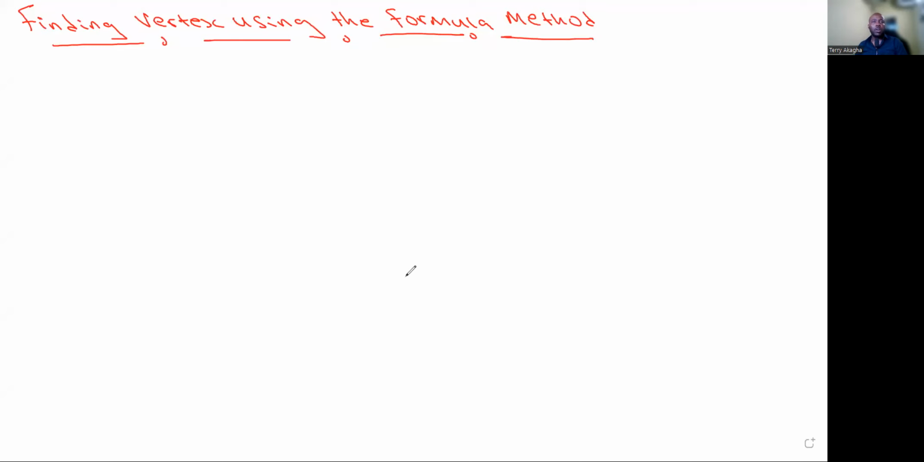So we're gonna learn how to find the vertex using the formula method. It's very important that before you proceed with this video, make sure you watch the previous videos, especially the completing the square method, the 3 ways of finding it: when A is equal to 1, when A is not equal to 1, and also with the formula method. Also try as much as possible to review the video on the coordinate system, because the knowledge you're going to get or remind yourself about is going to be very important here.